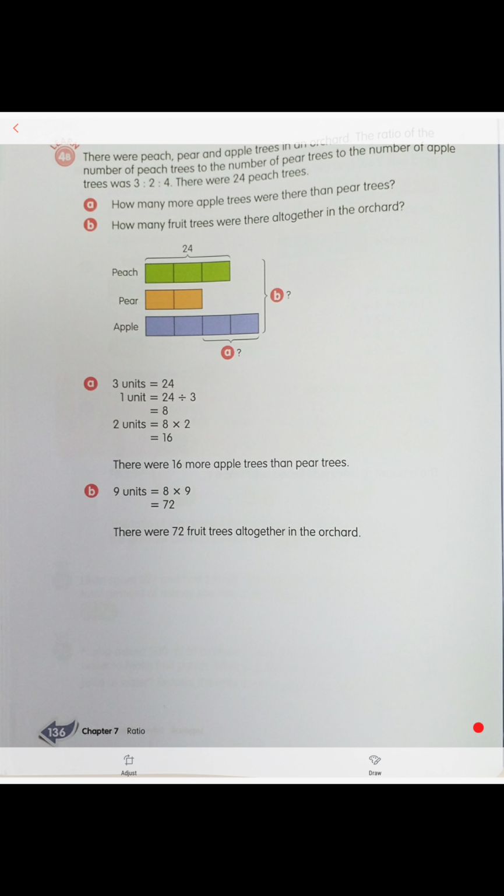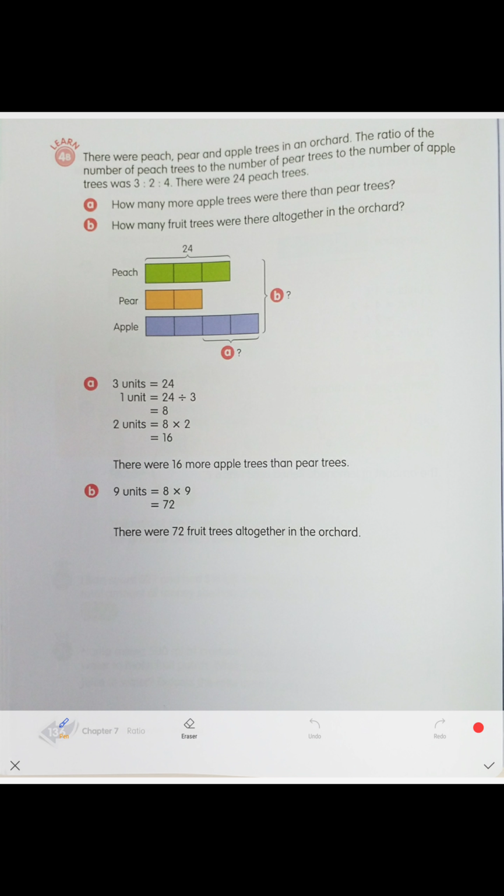Now the next problem, they show us totally same thing. Now we have 3 different objects, right? We have a peach, pear, and apple trees. Okay, and we know the ratio, 3 to 2 to 4. 3 to 2 to 4 is the ratio. So we draw in 3 to 2 to 4. Okay, we draw our model.